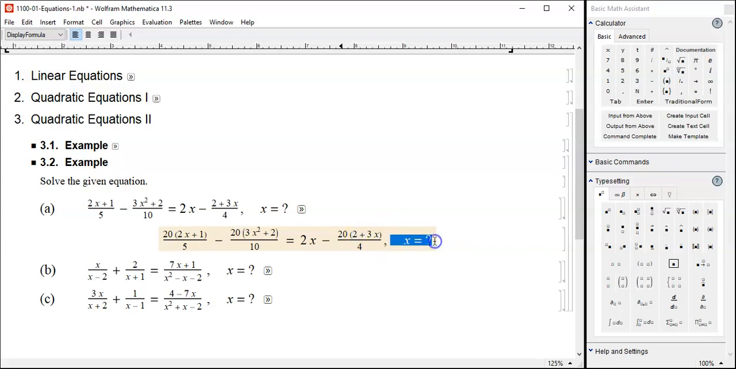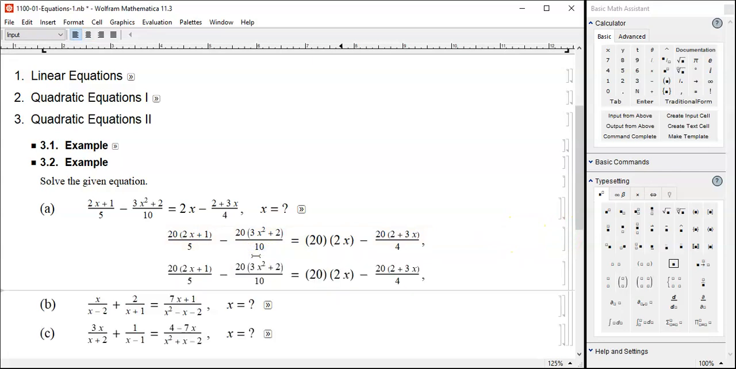All good? No, not really. I intentionally made a mistake. Many students forget this one because this is not a fraction. Don't make that mistake. You have to multiply 20 to this guy as well, so that 20 is distributed to each term.